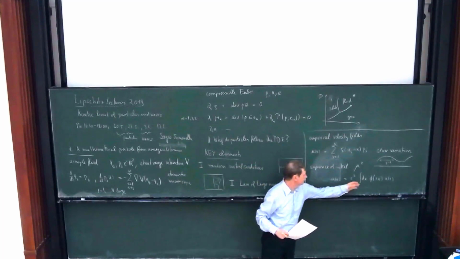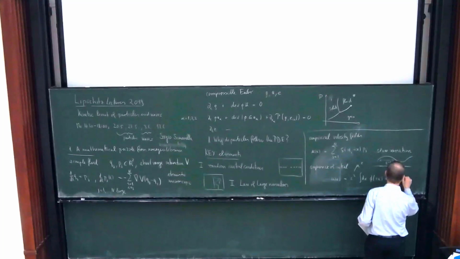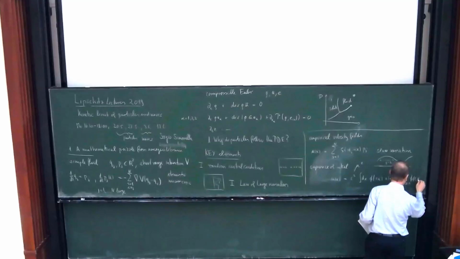Of course, I can also write this as epsilon to the cube times the summation over all j, and then I have here phi of epsilon Qj, Pj, and then there's an epsilon. I put the epsilon on the outside.